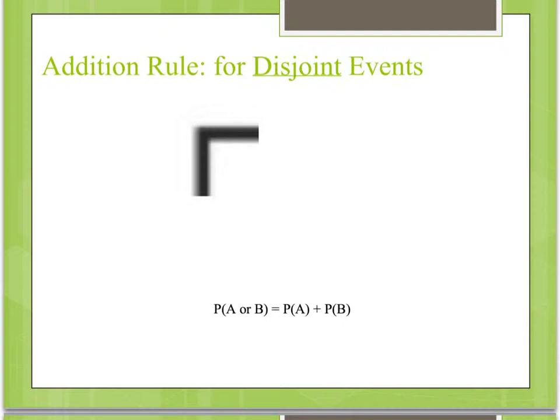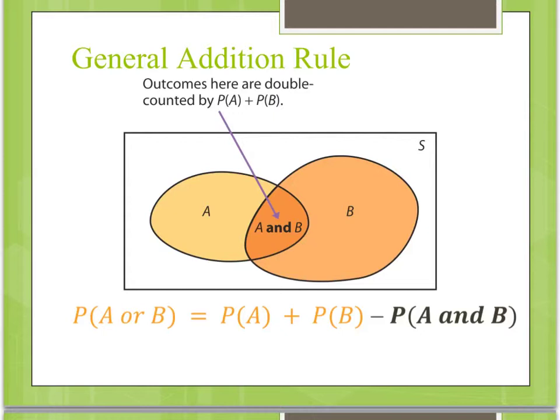Now the addition rule for disjoint events, don't know what happened to this picture, but that's okay. Probability of A or B is the probability of A plus the probability of B when the events are disjoint. And that's rule number 3 in our 4 probability rules. But that's only for disjoint events, and we want to be able to have a general addition rule that covers all events, disjoint or not.